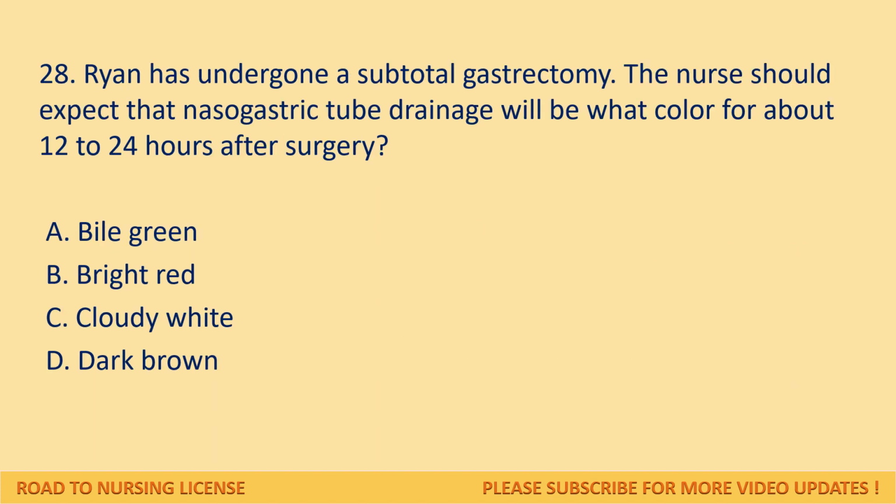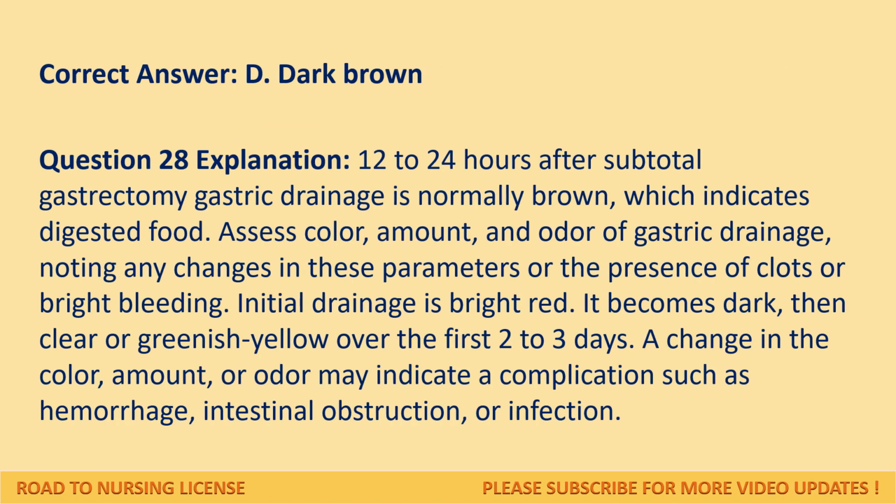Question 28. Ryan has undergone a subtotal gastrectomy. The nurse should expect that nasogastric tube drainage will be what color for about 12 to 24 hours after surgery? A. Bile green. B. Bright red. C. Cloudy white. D. Dark brown. Correct answer, D. Dark brown.